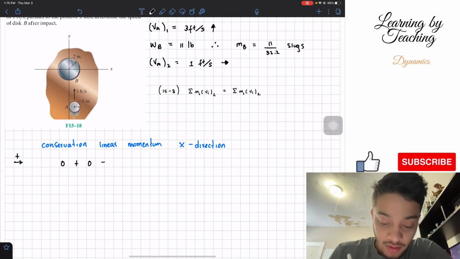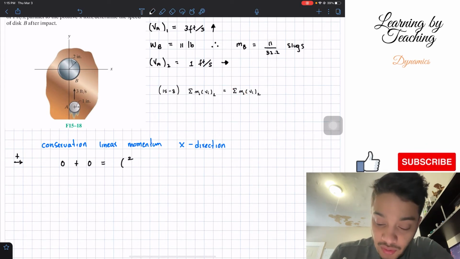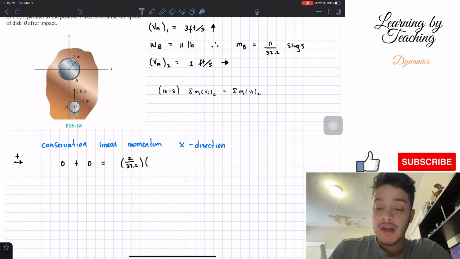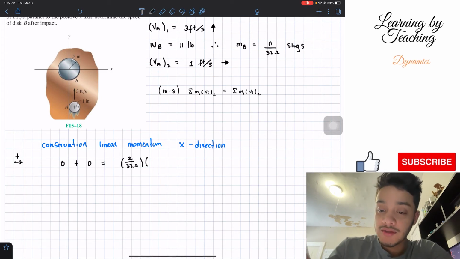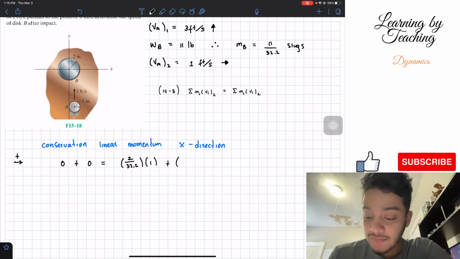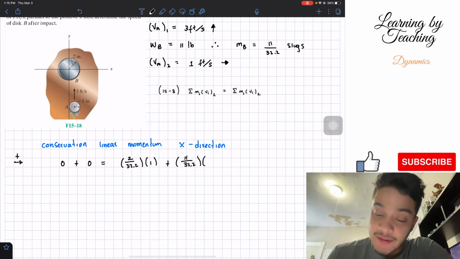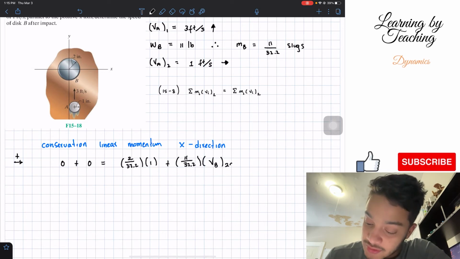So 0. And all this has to be equal to the mass of A. So the mass of A, which is 2 over 32.2 multiplied by its velocity. Well, as we were given in the problem, it's 1 feet per second going to the right. Okay, so this is positive 1. And then we have plus the mass of B, which is 11 over 32.2 multiplied by the velocity of B, which we don't know. That's basically what we're asked for. And after the collision in the x direction.